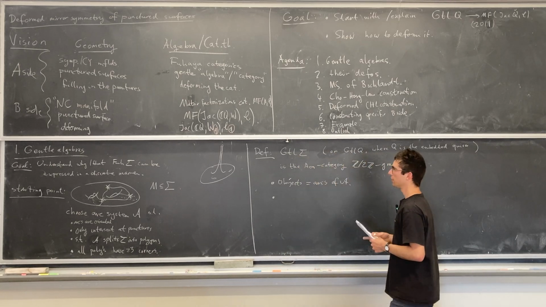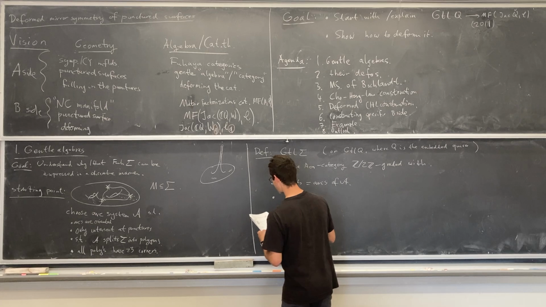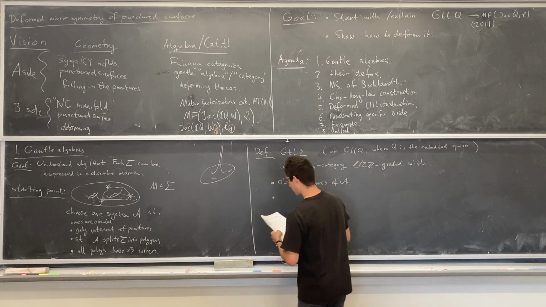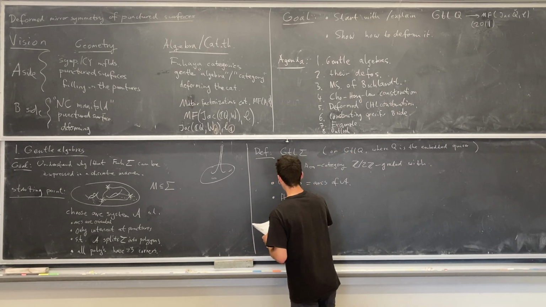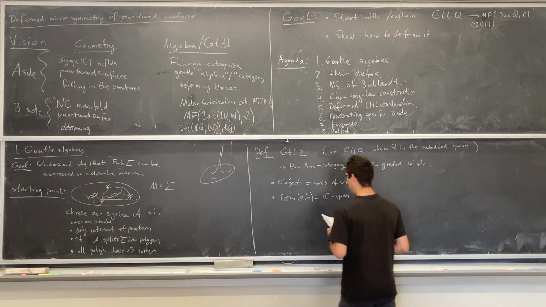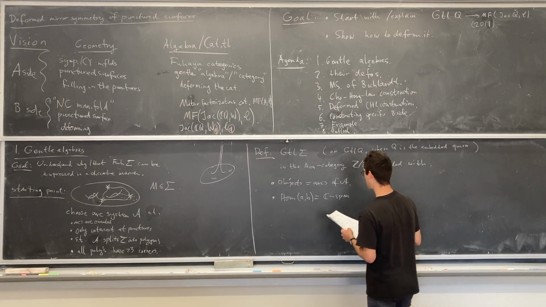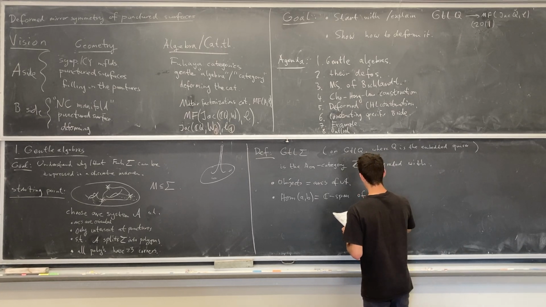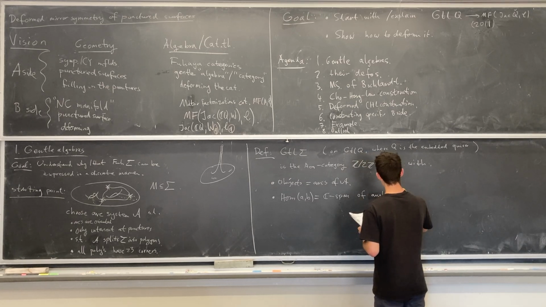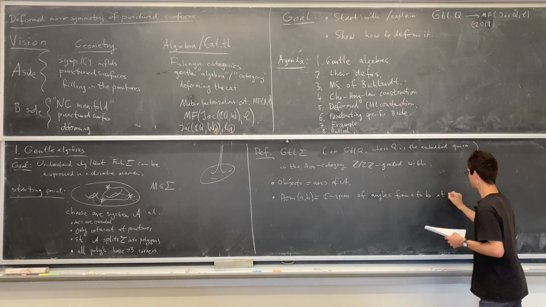If you want to upgrade it, you have to choose a line field. Yeah. Objects are the arcs of an arc system. Hom spaces: the Hom space is the span of angles from A to B at punctures.